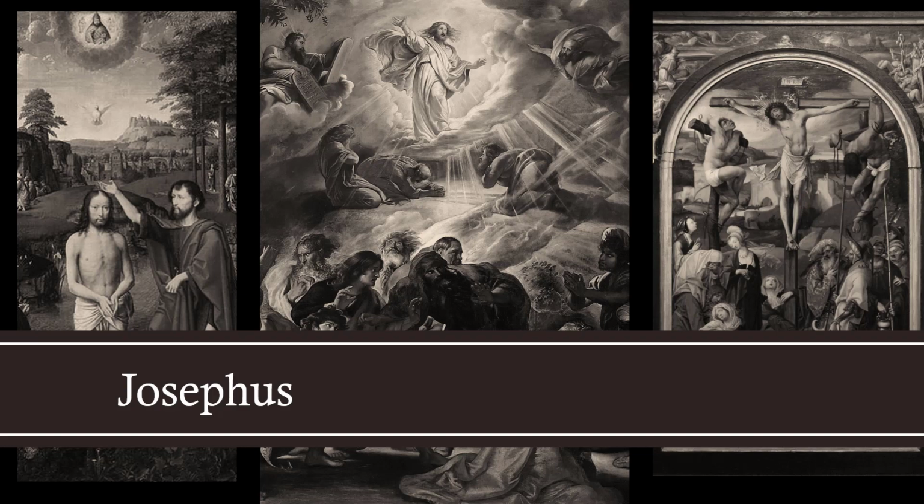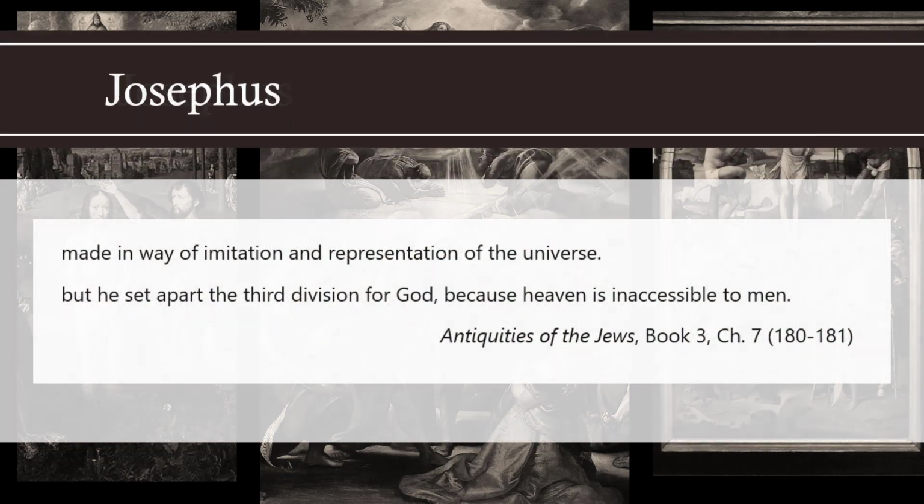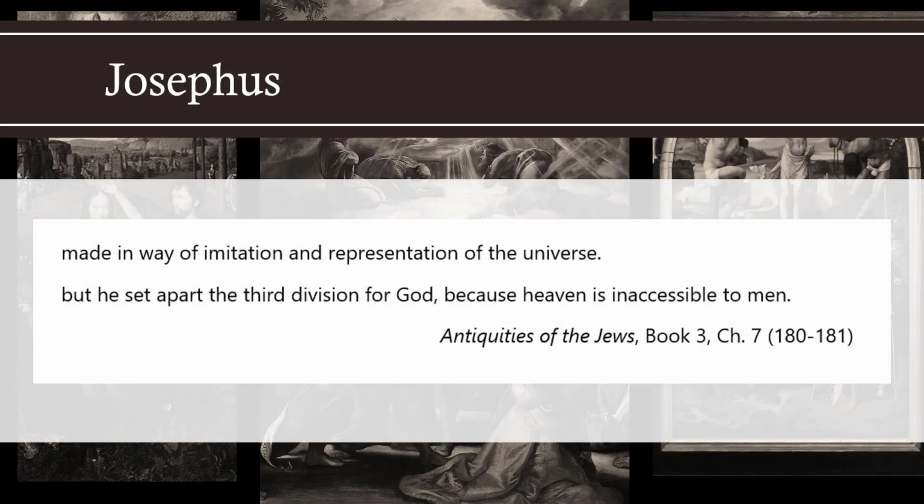And Josephus tells us that that temple veil, the one that was torn from top to bottom, represented the heavens and the division between God's abode and man. So in one of his writings, called the Antiquities of the Jews, book 3, chapter 7, this is Josephus talking about the tabernacle, and of course this carries over to the temple, the permanent temple in Jerusalem. But he says that the tabernacle is an imitation and representation of the universe, the cosmos itself. That's what that tabernacle represented.